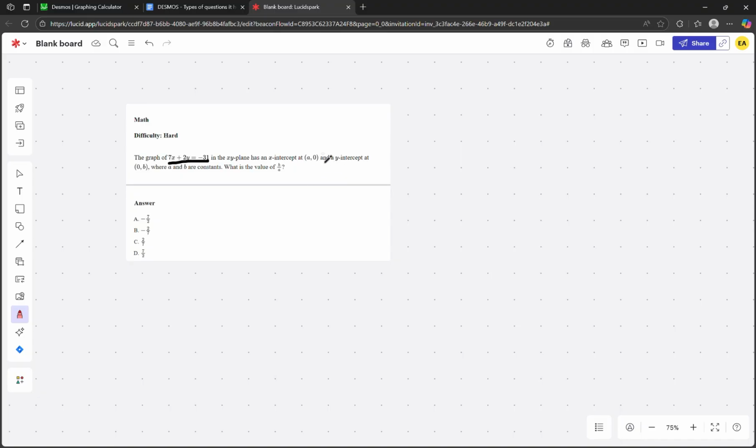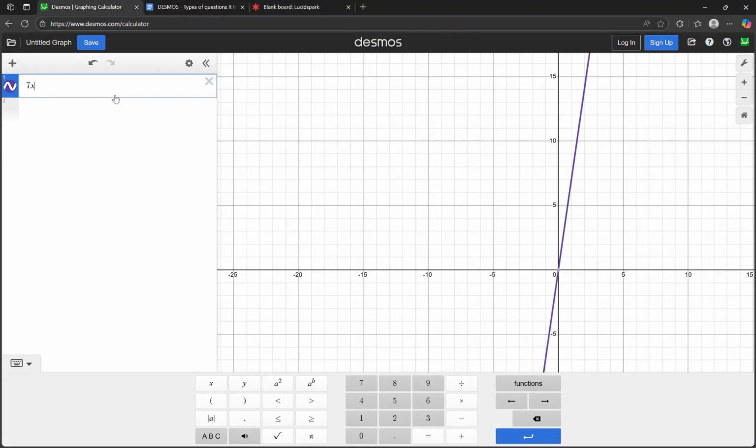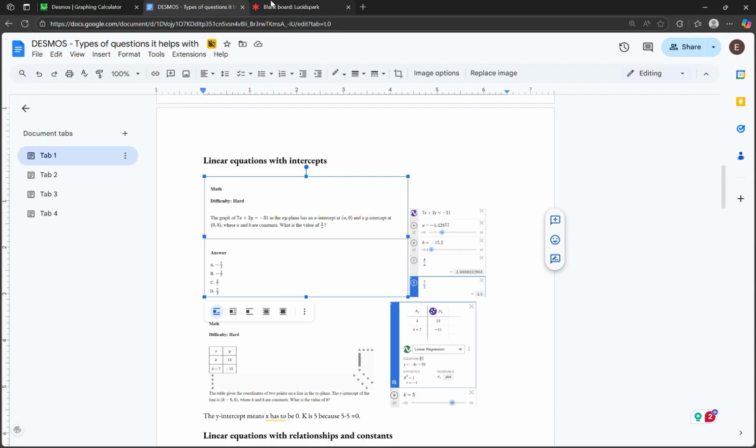So what you're going to do is type this equation into Desmos. So 7x plus 2y equals -31. 7x plus 2y is equal to -31, right? Once you have that, you're going to go back.